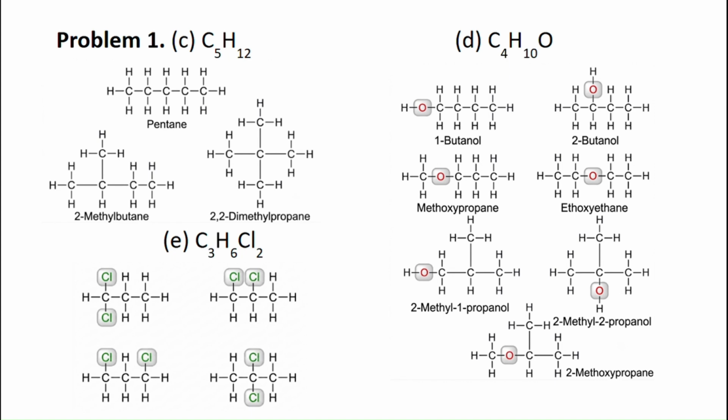Part B. Ethers, C-O-C backbone. Diethyl ether. 2 carbons on the left, oxygen in the middle, 2 carbons on the right: CH3, CH2, O, CH2, CH3.